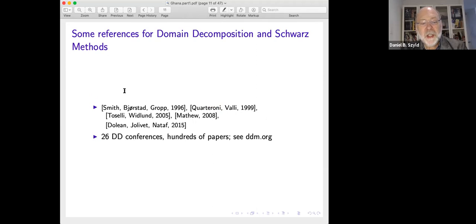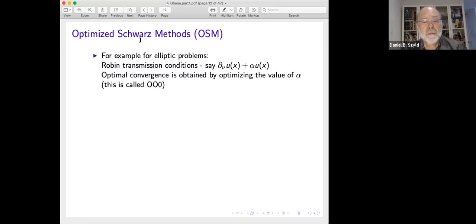Domain decomposition is a huge method, a huge field. Here, I just mentioned a few books. There is this website that has the proceedings of the conferences, a list of hundreds of papers, domain decomposition method, ddm.org. They have a meeting more or less every 18 months. The next meeting will be in Prague in July 2022.